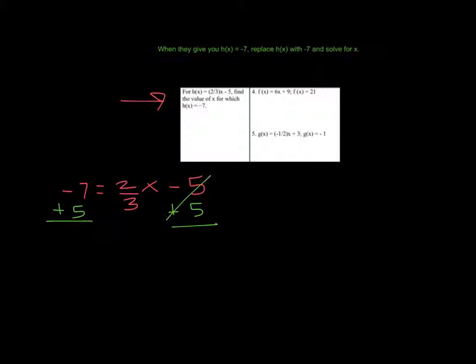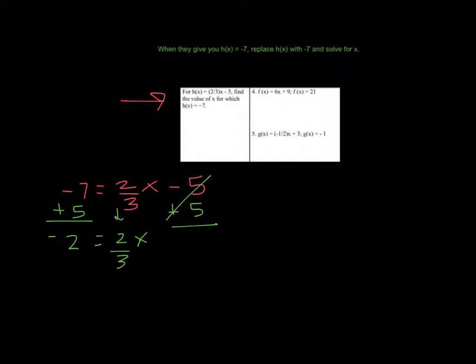Okay, so I am going to work this example with you guys. So I'm replacing h of x with negative 7, and then I still have the rule 2/3 x minus 5. Okay? So this looks like what we did the entire first chapter. It's just solving equations. So we're trying to get x by itself. So the opposite of subtracting 5 would be to add 5 to both sides. Those would cancel. Negative 7 plus 5 is negative 2. I'm going to bring down my 2/3 x.